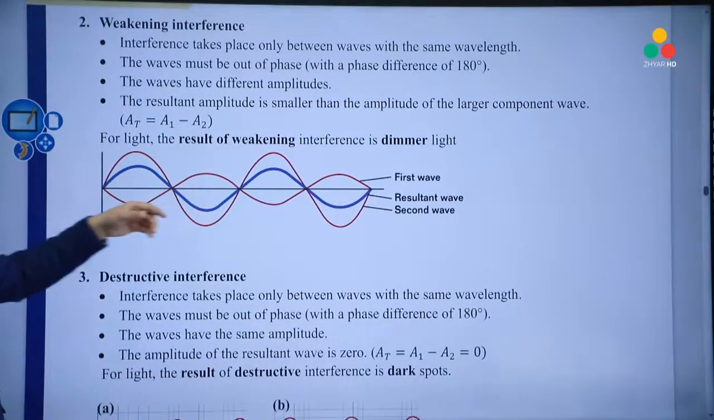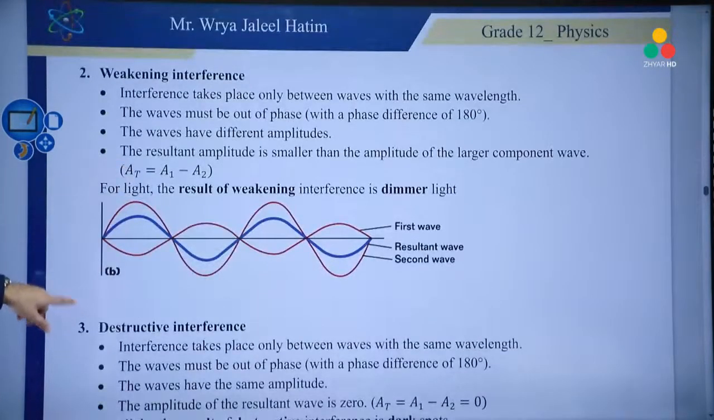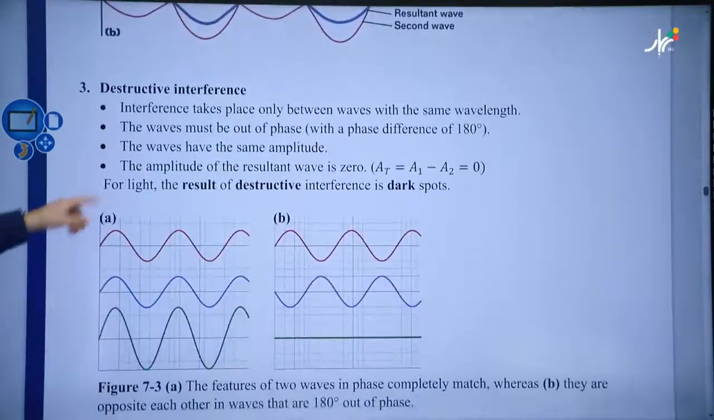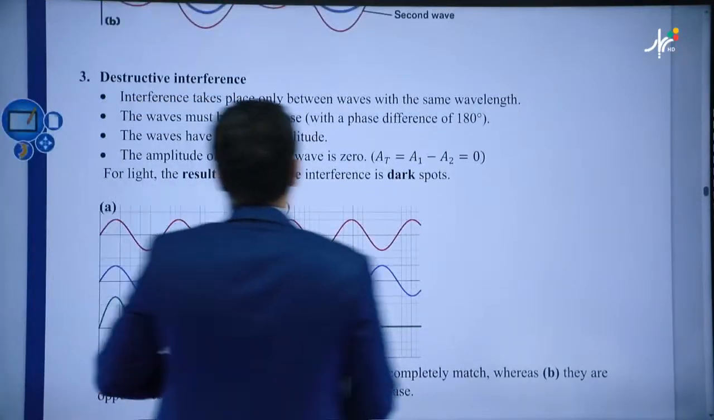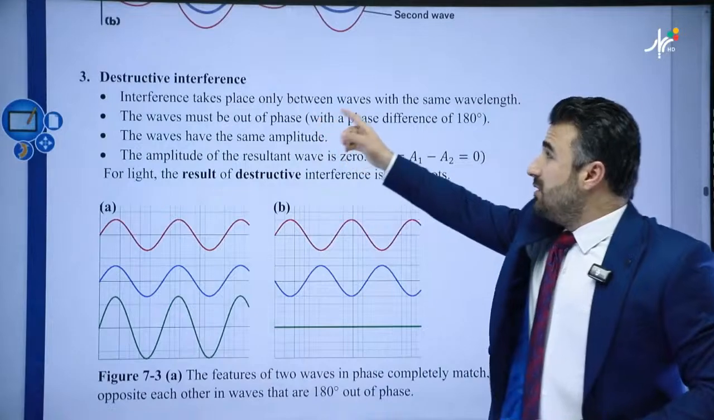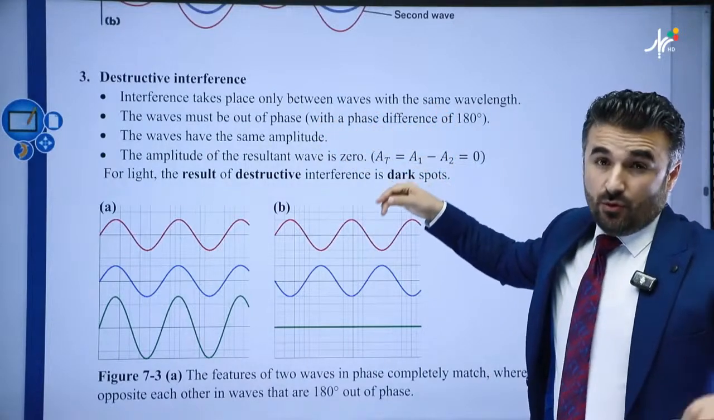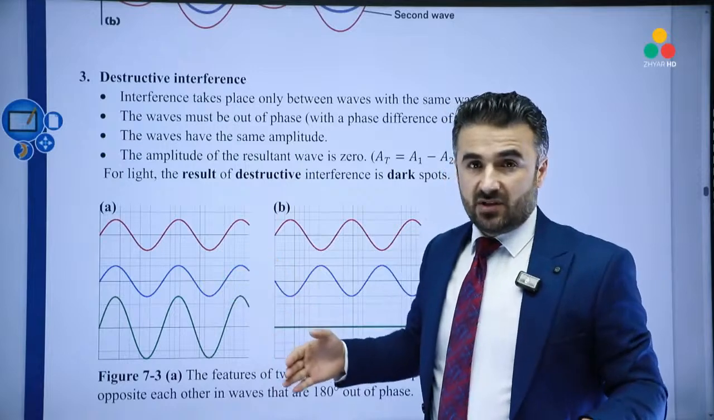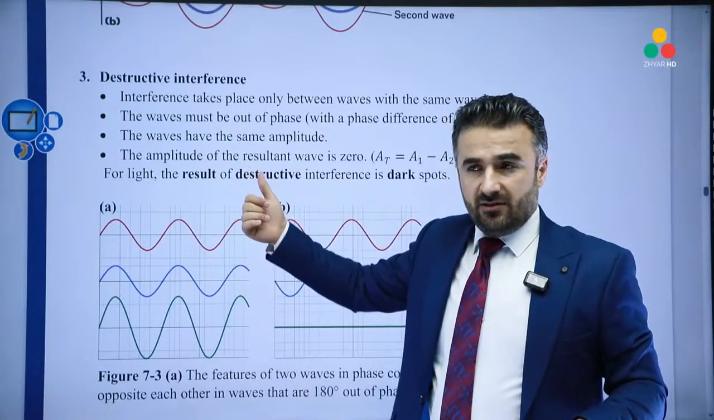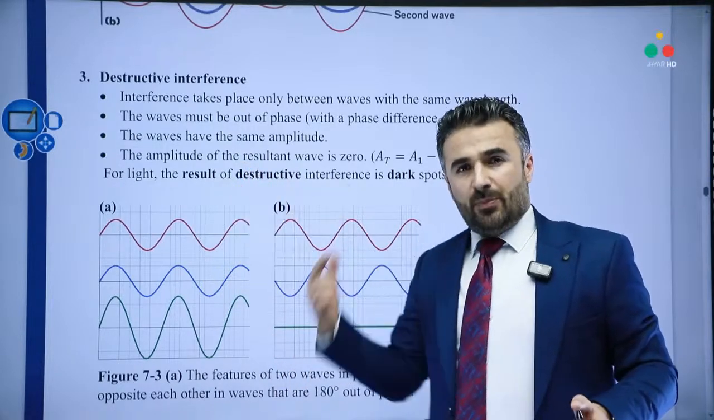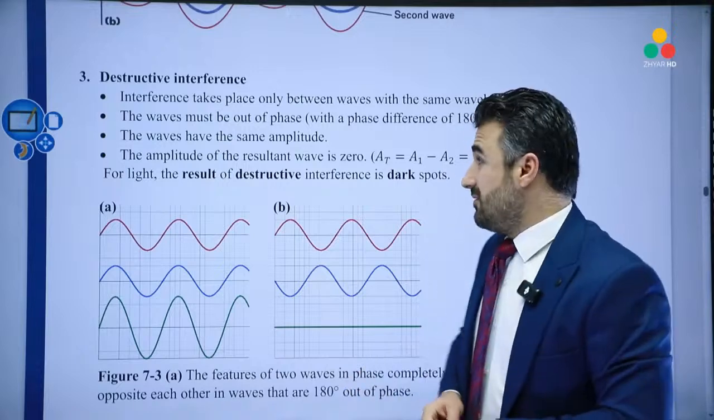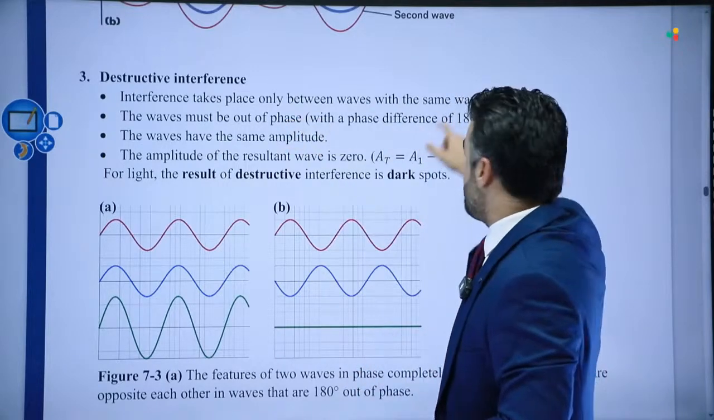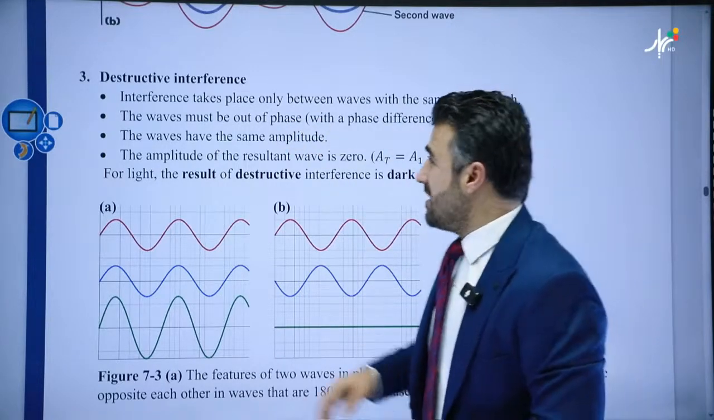So what are the properties of each one of these? We went through this one. What about complete destructive interference? Interference takes place only between waves with the same wavelength. We set that condition before, so it is the same for all the types of waves. Whether it is total constructive, partial constructive, partial destructive, or complete destructive interference, the waves must have the same wavelength, otherwise it doesn't take place.